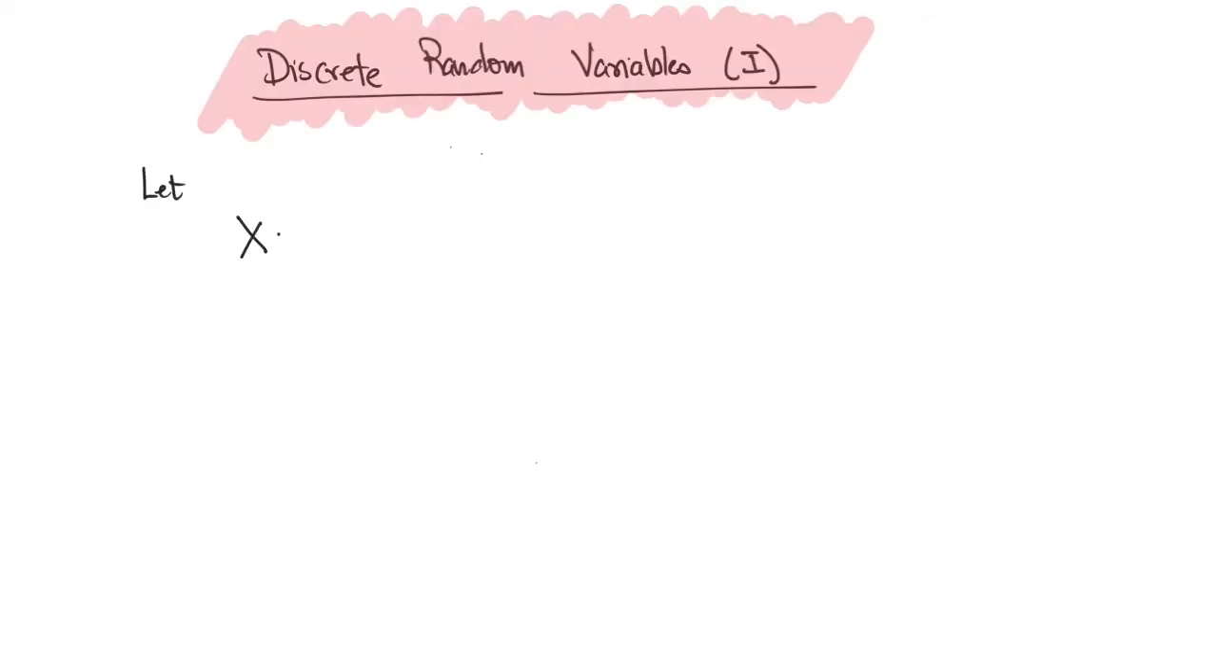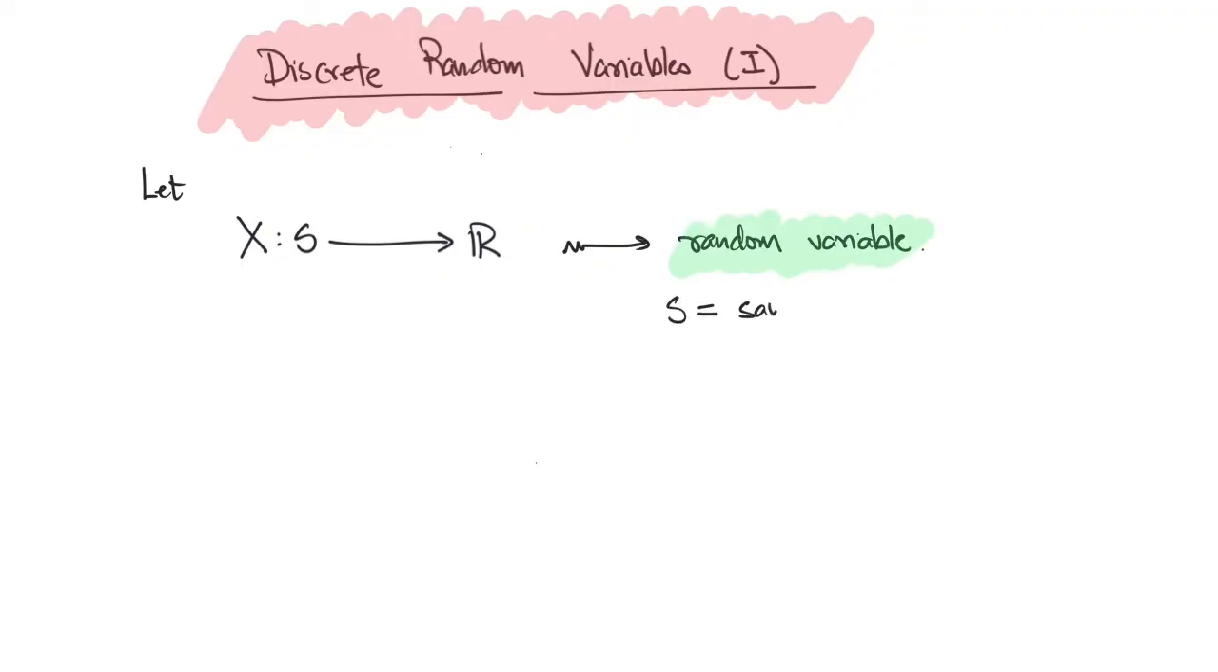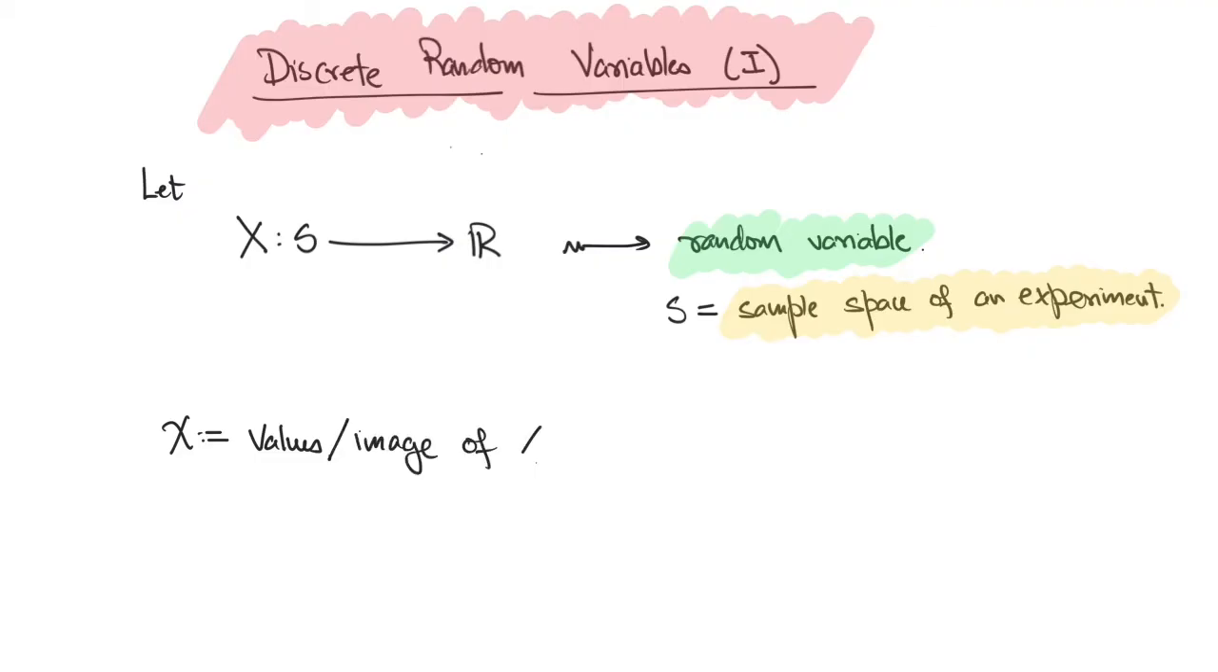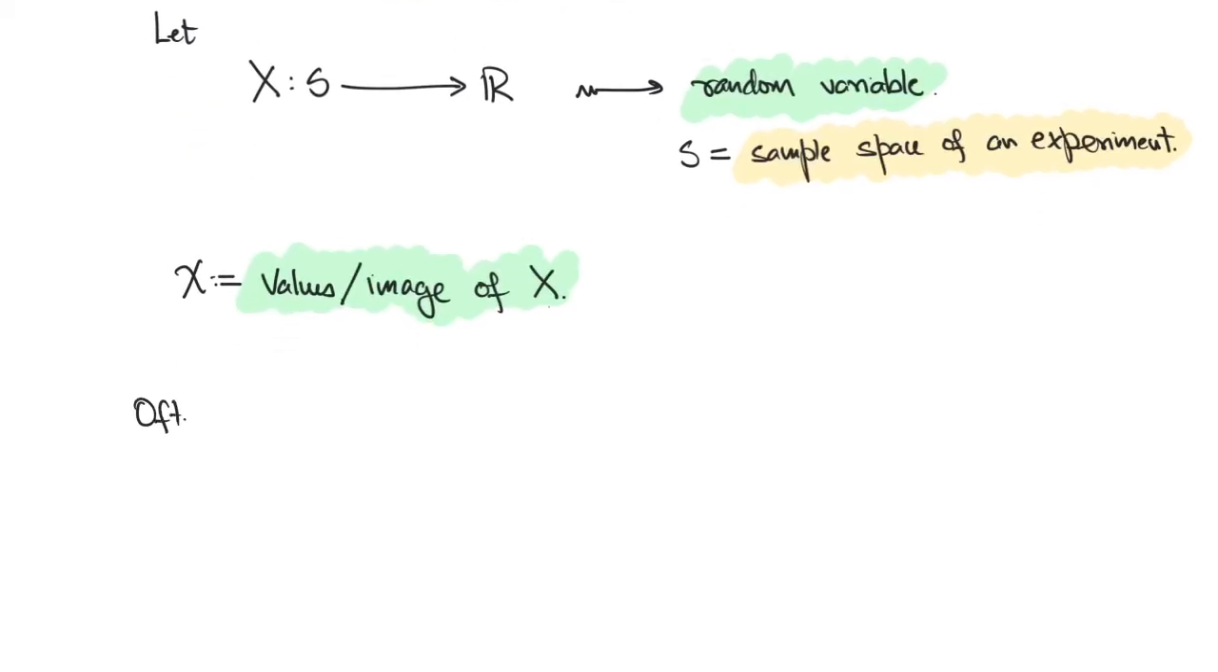Today we will study discrete random variables. This will be the first part of two videos. Let X be a random variable that is a function from S, the sample space of an experiment, into the set of real numbers. Script X is going to be the set of values, or the image, of X.